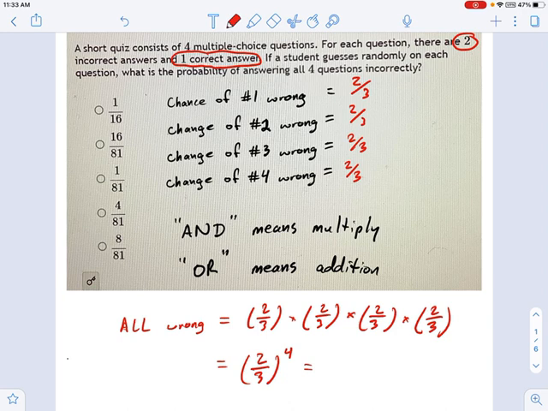Okay, so let's see what that is. 2 divided by 3 to the 4th power. Well, it's not big. It's going to be, let's see, 2 to the 4th is, my calculator's in decimals, this is not useful. 2 to the 4th is 16. 3 to the 4th is 81. Okay, so you've got a 16 out of 81 chance of getting all 4 questions wrong. It could happen, right? That's like a 20% chance. It's not likely, but it could happen.